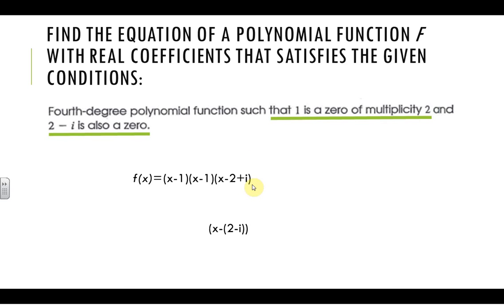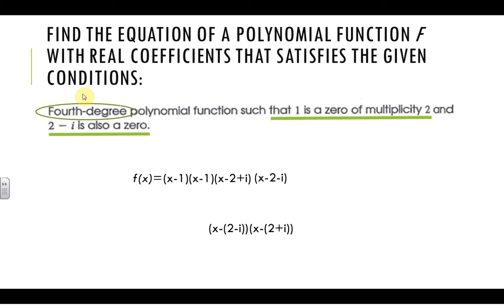So that's just me distributing it out. With the conjugate pair theorem, it's going to be x minus (2 plus i). So this minus stays the same, and the sign in the middle of the 2 and the i is what changes. Up here it's 2 minus i, and down here 2 plus i, but notice that this first sign didn't change.